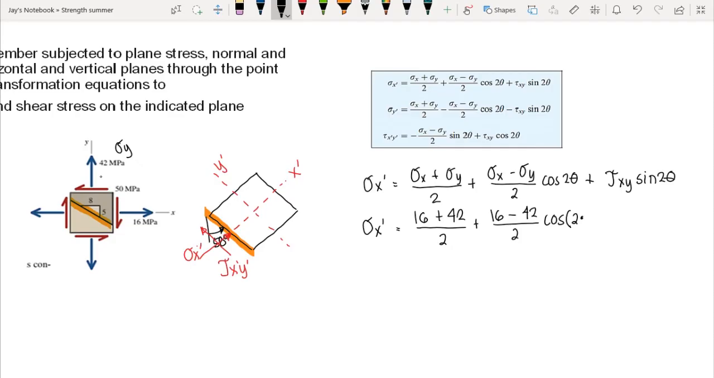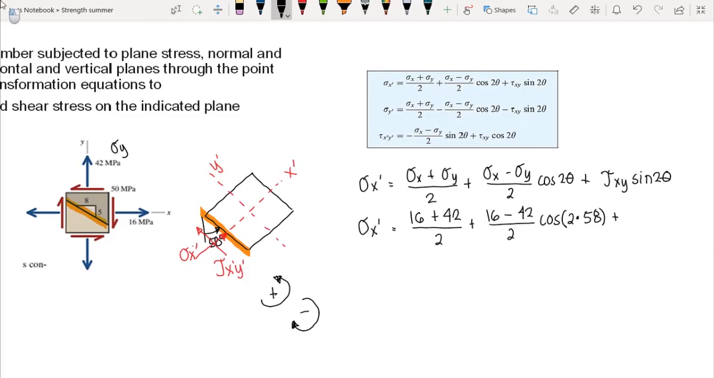Now our rotation here is counterclockwise. If we have counterclockwise rotation, that is positive. If we have clockwise rotation in our stress element, that is negative. So we have 2 times 58, that's the angle of rotation or the angle of transformation, plus our shear stress xy here. Now, again, to determine the sign of our shear stress, we just look at the positive face of our stress element. And we know that the positive faces of our stress element are this face here and this face.